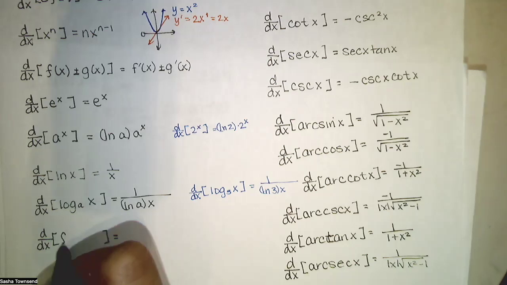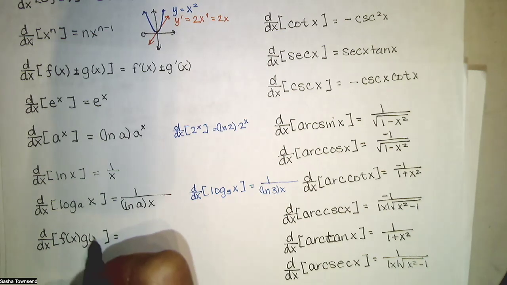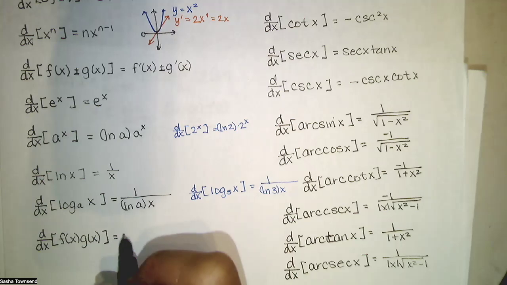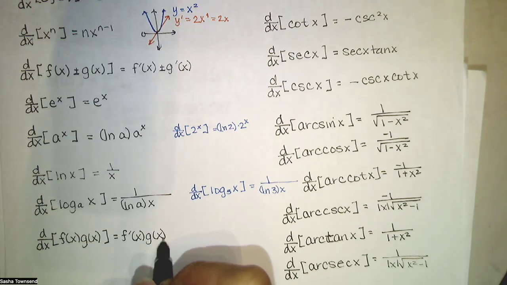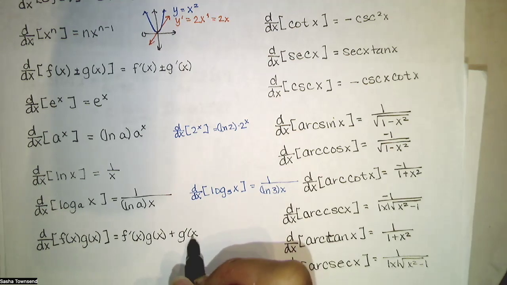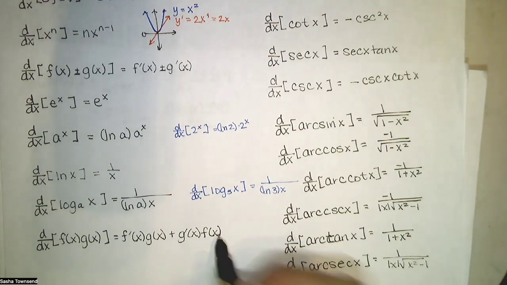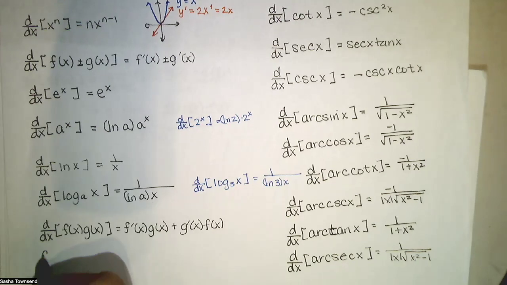If we have a product, f of x times g of x, the derivative of the product is the derivative of the first function times the second function plus the derivative of the second times the first. And we will apply that in the next few videos.